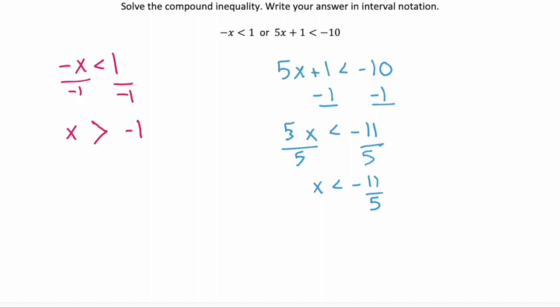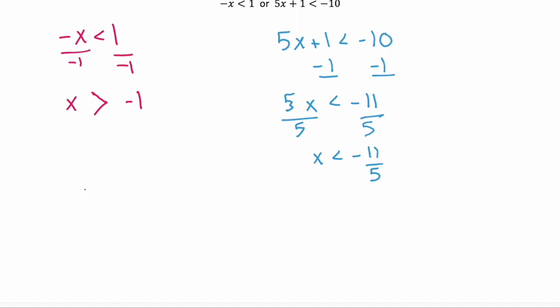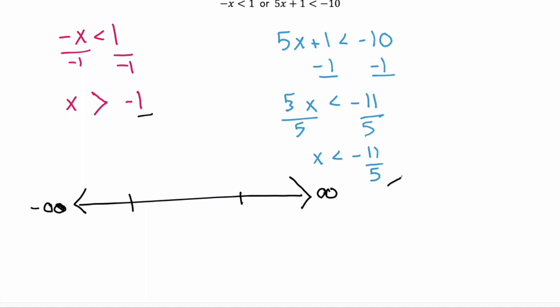Next, I like to draw a number line, because if I put my solution on a number line, it's easier for me to see what the true answer is. Remember, the left side of your number line is negative infinity, and the right side is infinity. And then I put those key numbers from our inequalities on that number line. So we have negative 11/5 is smaller than negative 1.